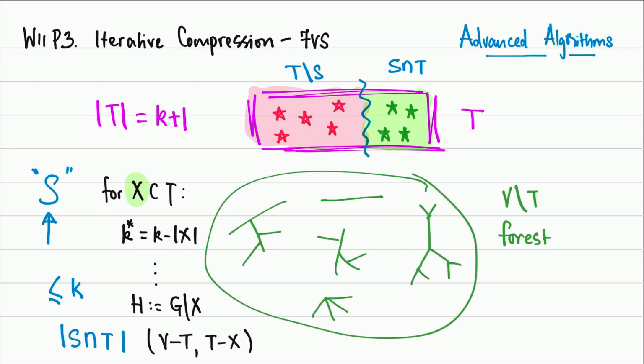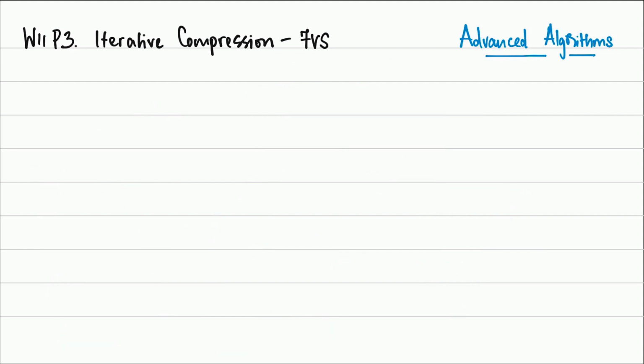It's a forest on a small number of vertices. Because it's a subset of T, and T had K minus 1 vertices to begin with, we know that the size of T minus X is also at most K minus 1. So that means that we can perhaps take advantage of this in some way, and in fact we will do that, as we will see. But for now, let me clean up this picture a little bit so as to forget about X, because we might as well delete the vertices of X from our graph.